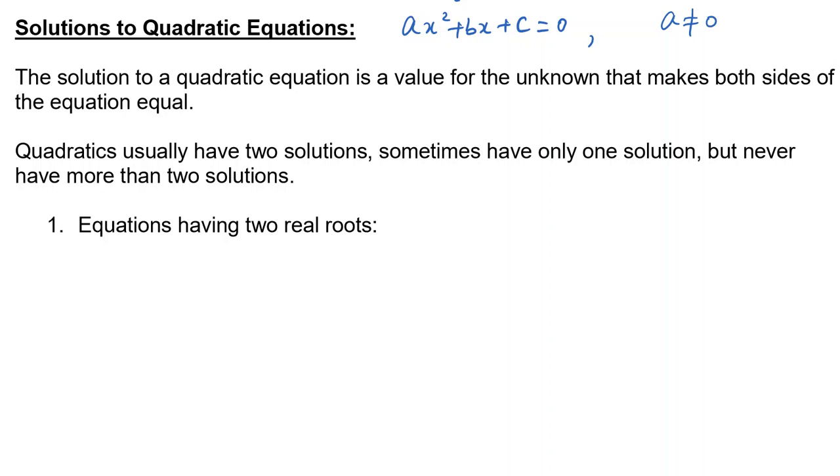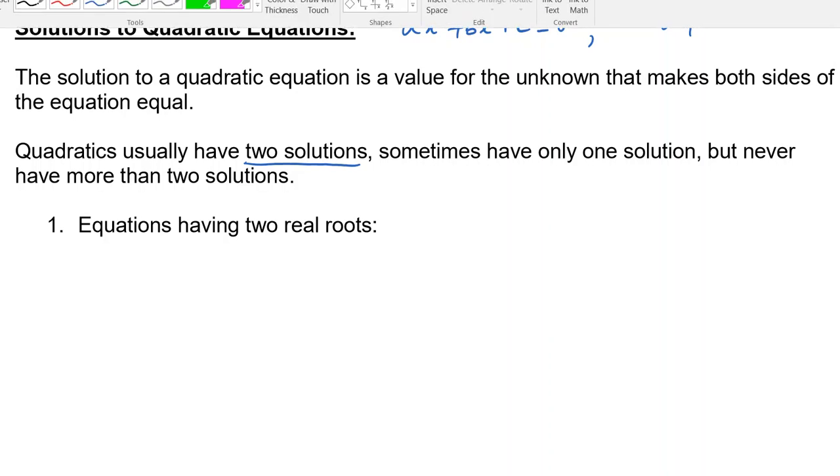I will discuss that soon, but before that, you need to know that quadratics usually have two solutions, and can never have more than two solutions. So a quadratic can have a maximum of two solutions because the degree of the variable is 2. Sometimes it might have only one solution, and sometimes no solution. So I'm going to show you all three cases, how this happens and when this happens.